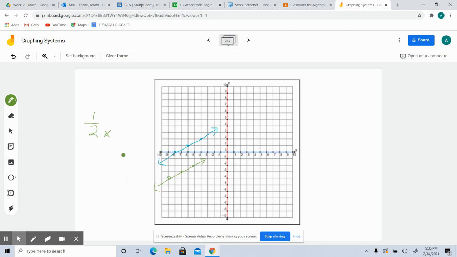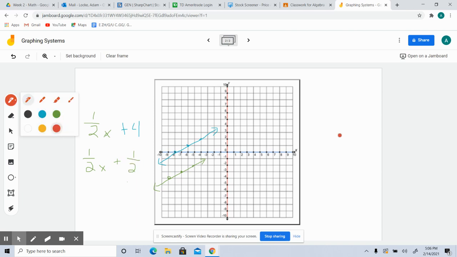They also have different y-intercepts. The blue line has a y-intercept of 4, and the green line has a y-intercept of a half. Because they have different y-intercepts, it's not the same line.